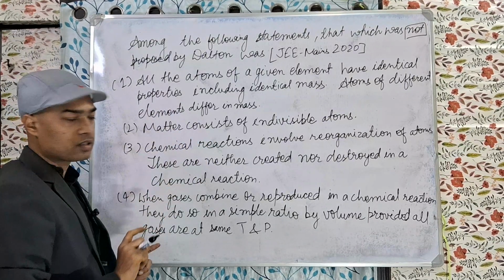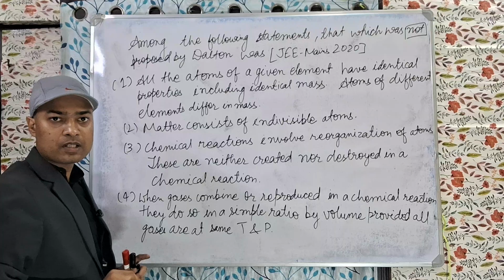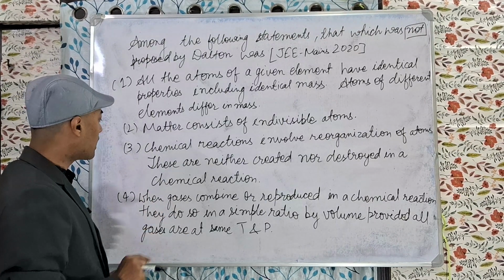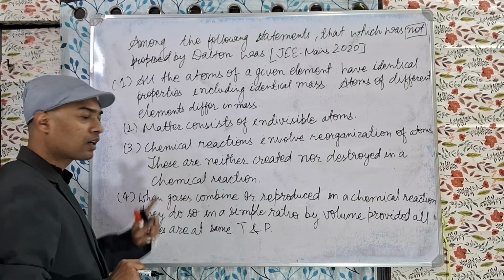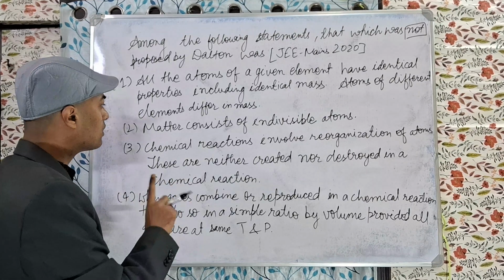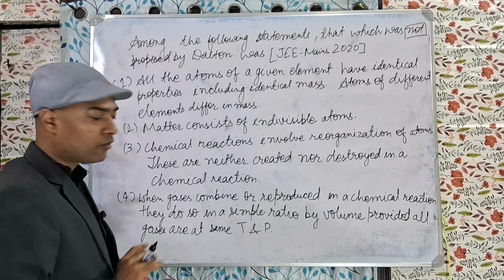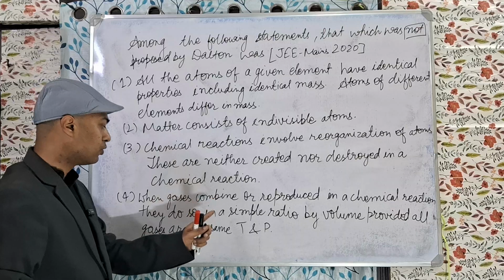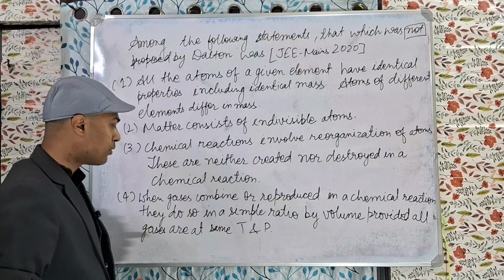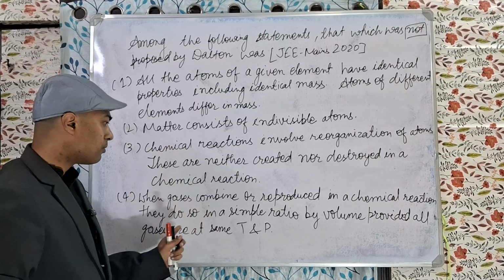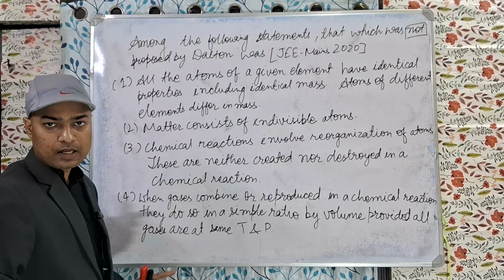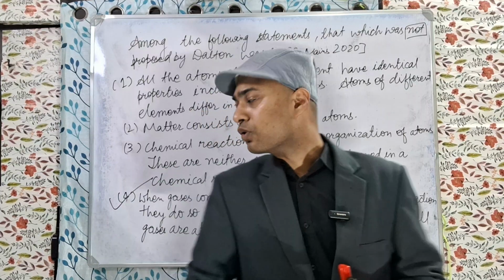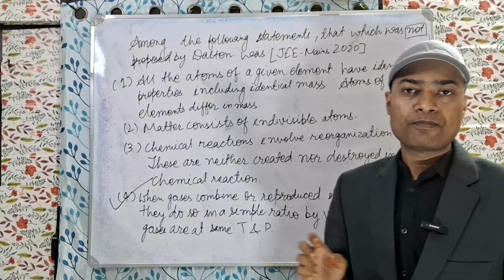Okay, this was given by Dalton in his theory. Okay, so this is one of the theories. Okay, second, matter consists of indivisible atoms. This is also correct. It was also in his theory. Chemical reactions involve reorganization of atoms. These are neither created nor destroyed in a chemical reaction. Just now we have studied. Okay, so this is also present in the theory of Dalton. And lastly, when gases combine or are produced in a chemical reaction, they do so in a simple ratio by volume, provided all gases are at same temperature and pressure. So this was not present in Dalton's atomic theory. So the fourth option will become your answer.